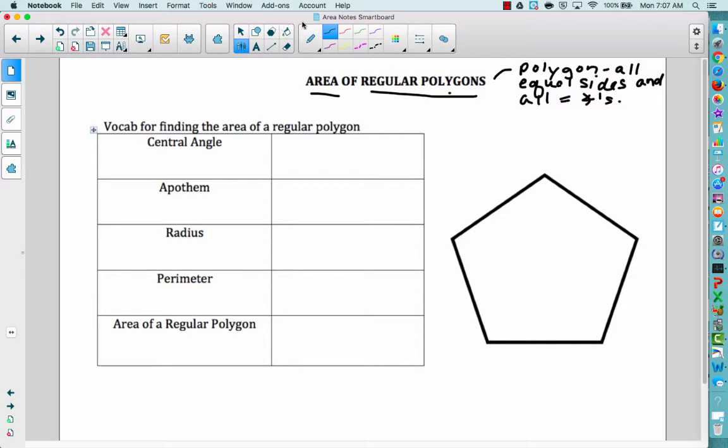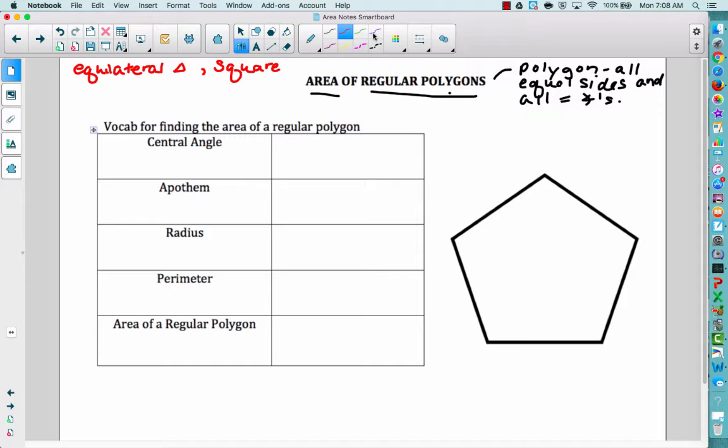Okay, so the most basic regular polygons we know are an equilateral triangle. That has all equal sides and all of its angles are 60 degrees. Another regular polygon that we know that has a really special name is a square. It has all equal sides and all of its angles are 90 degrees.